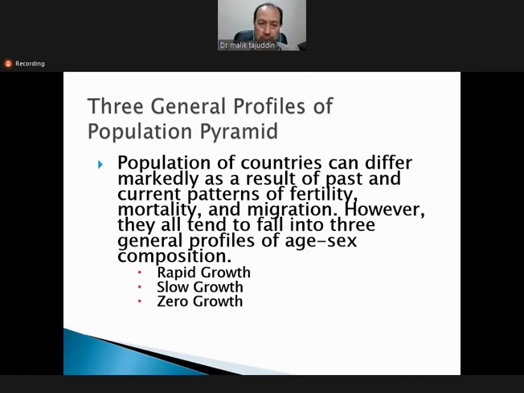So mortality, high or low death rates, and migration, in-migration or out-migration, all affect the population structure of the population pyramid. However, they all tend to fall into three general profiles for each sex. You have seen all three: rapid growth rate, as in Pakistan, low growth rate, as in Bangladesh, and zero growth rate, as in Japan. So these three trends are usually found, and any population pyramid can be included in one of these three groups.